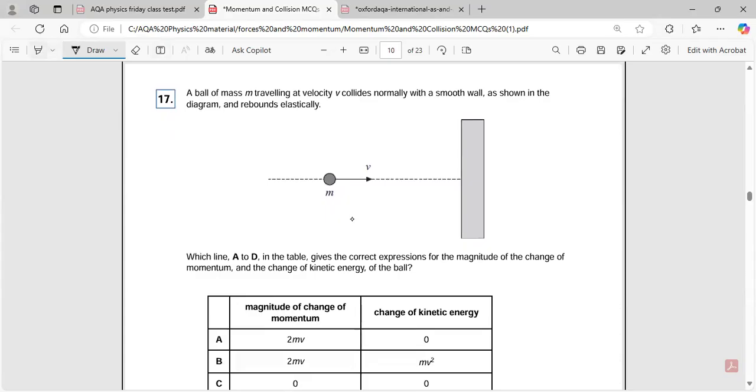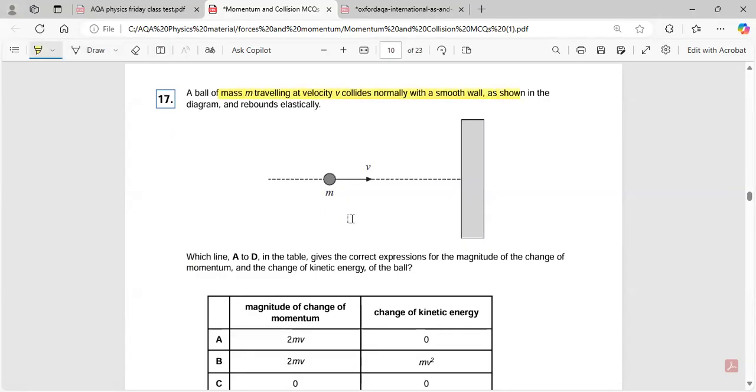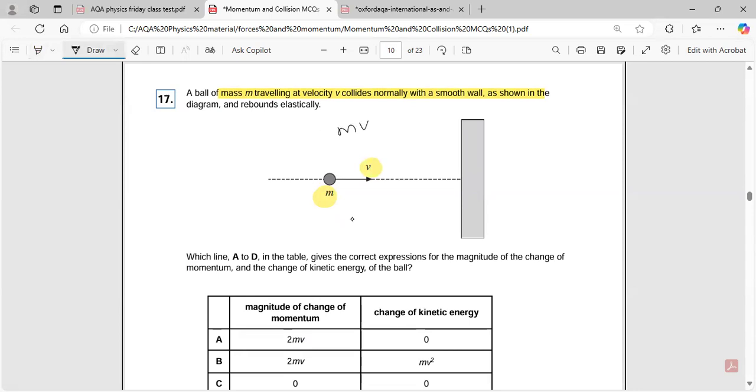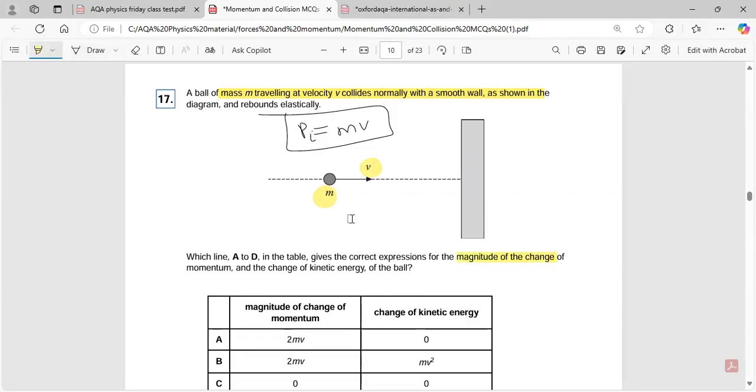Let's go on to question number 17. A ball of mass m traveling with velocity v collides normally with a smooth ball. As shown in the figure, this is m, this is v, so its initial momentum is mv. Which line from A to D in the table gives the correct expression for the magnitude of change of momentum and change of kinetic energy of the ball?